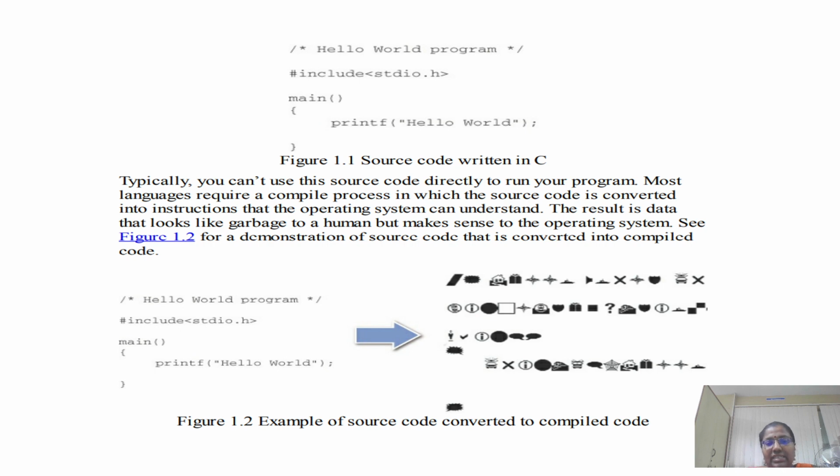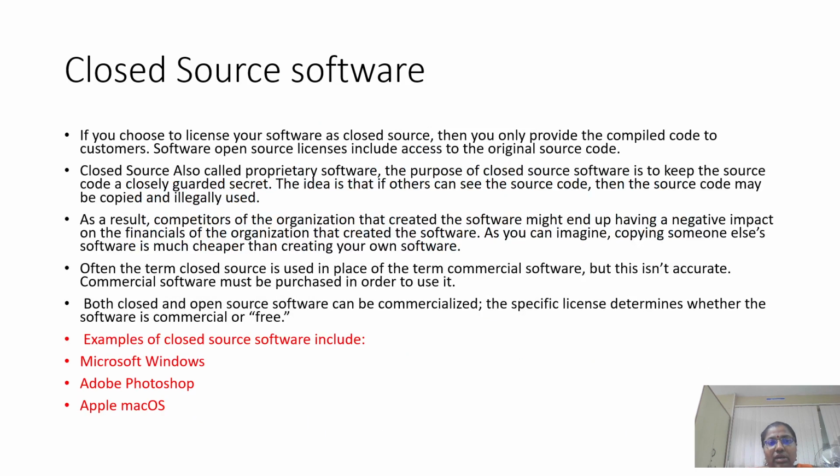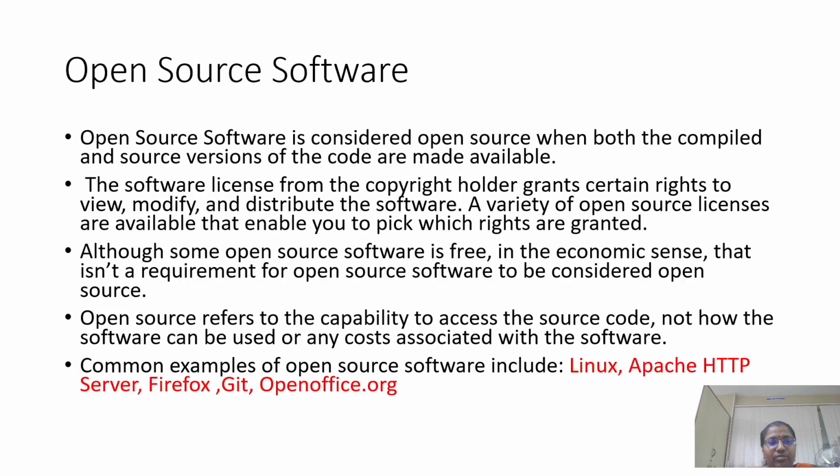These are examples of open source and closed source. Examples of closed source software include Windows, Apple Mac OS, and Adobe Photoshop. In the case of open source, it is Linux, Apache server, Firefox, Git, and OpenOffice. These are all examples of open source.